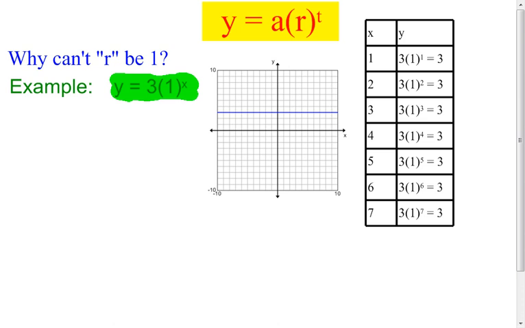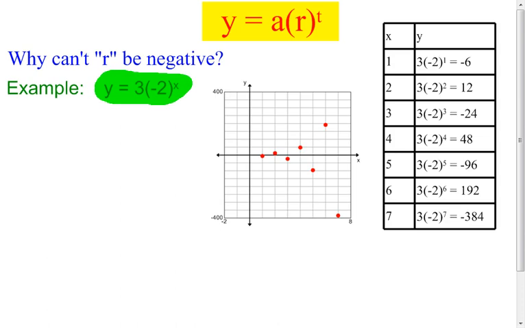If we take, for instance, this situation right here, y equals 3 times 1 to the x, it doesn't matter what we put in for x, because when we take 1 to the 1 times 3, we get 3. When we take 1 squared times 3, we get 3. When we take 1 to the third times 3, we get 3. Nothing is growing, nothing is changing, it's not decaying, and so it doesn't create a growth or decay situation when your ratio is 1.